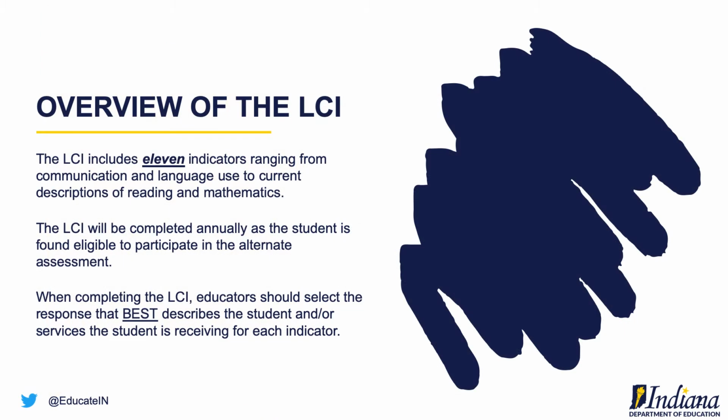The LCI includes 11 questions or indicators that must be answered about the student. The educator simply chooses the response under each indicator that best describes the student or the service the student currently receives. The LCI must be completed annually for each student participating in the alternate assessment.